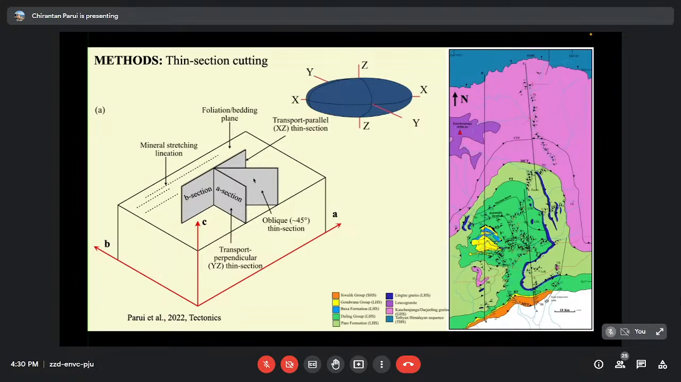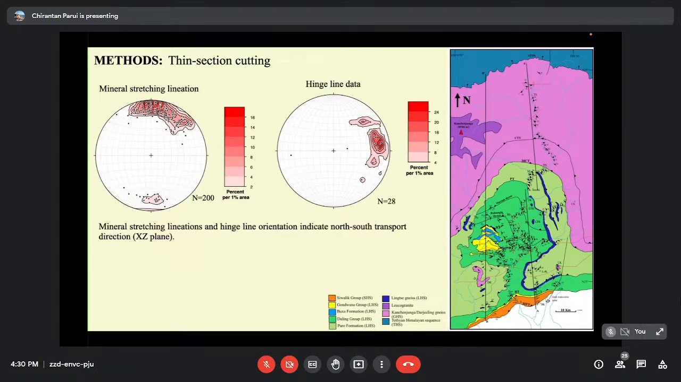I have also cut a third section, which is 45 degrees to the mineral stretching lineation. In the absence of mineral stretching lineations, I've also used corrugation lineation and hinge line orientations to arrive at the XZ thin section. In total, I have analyzed 297 thin sections that were cut from 102 rocks.